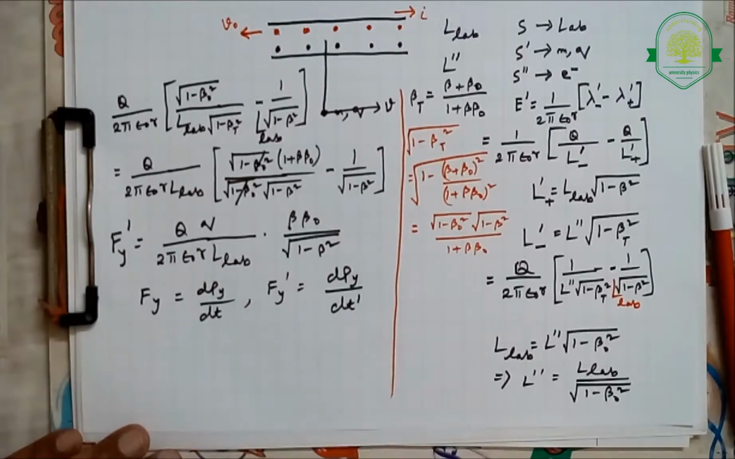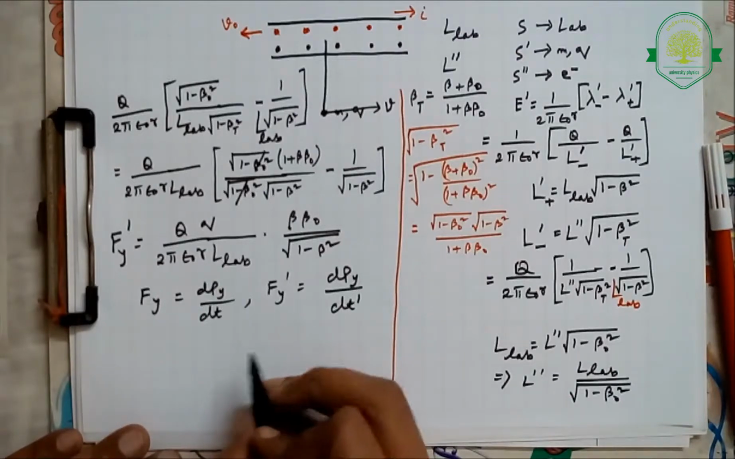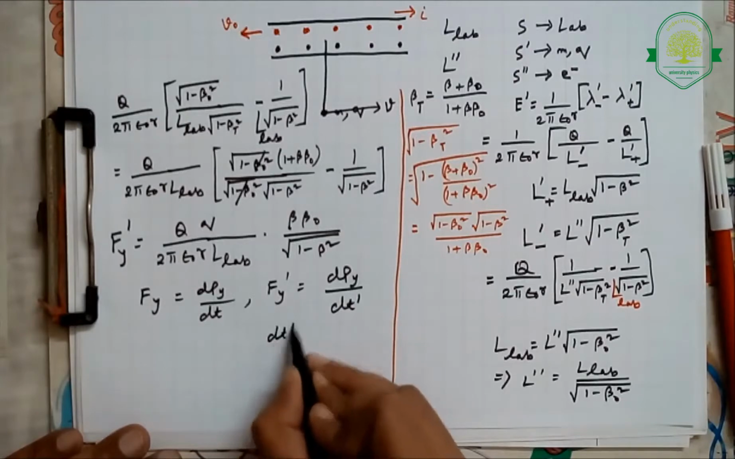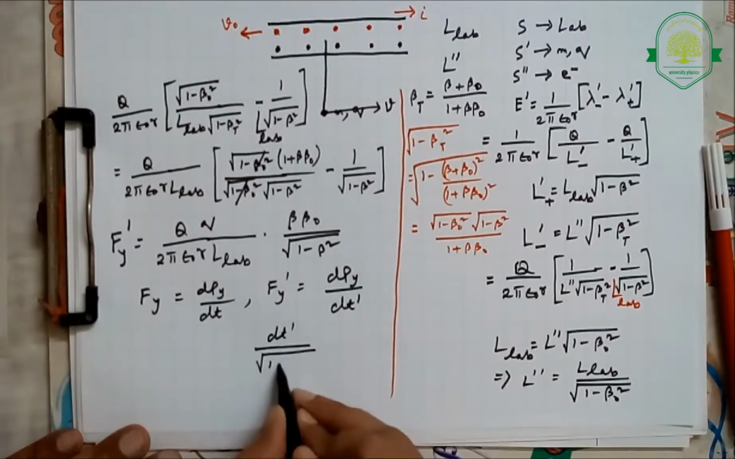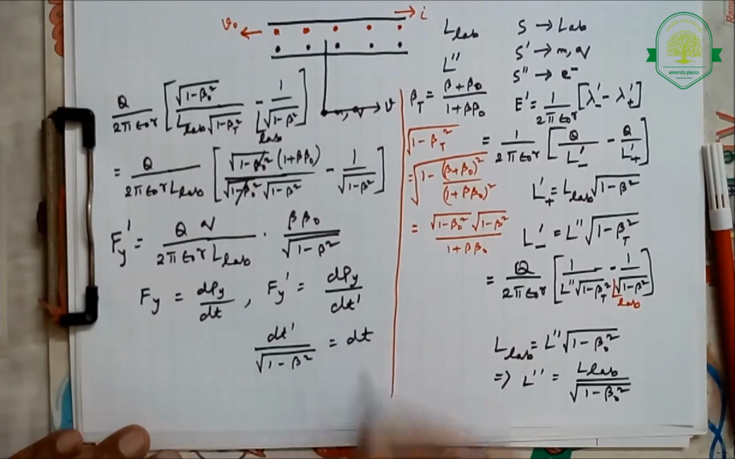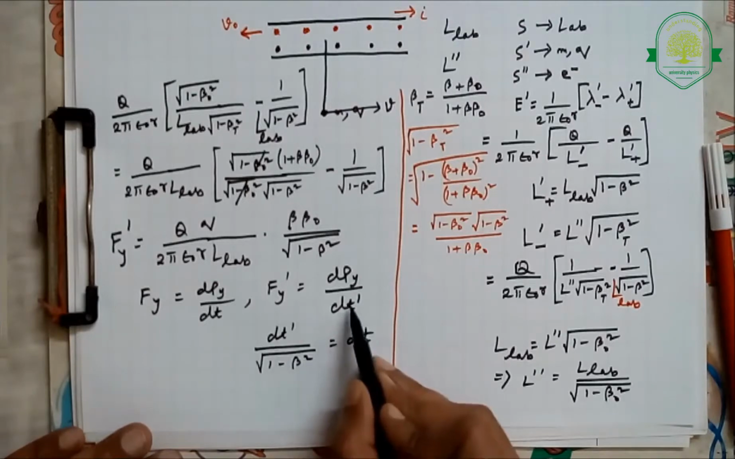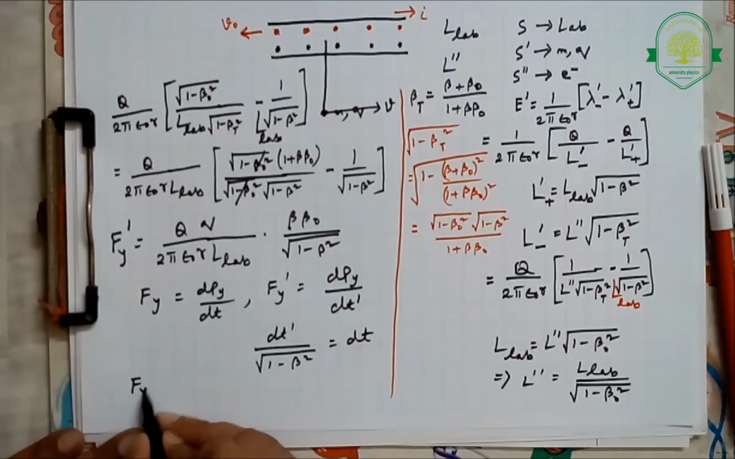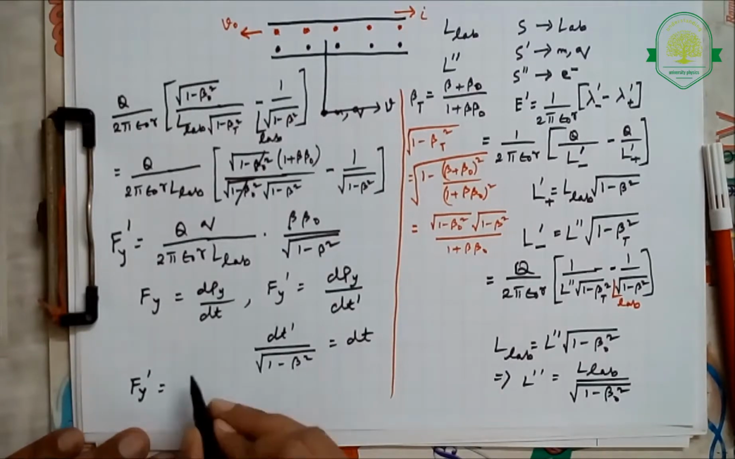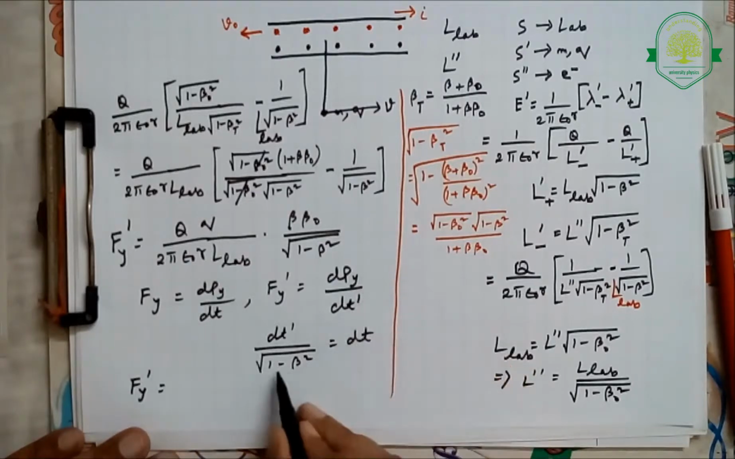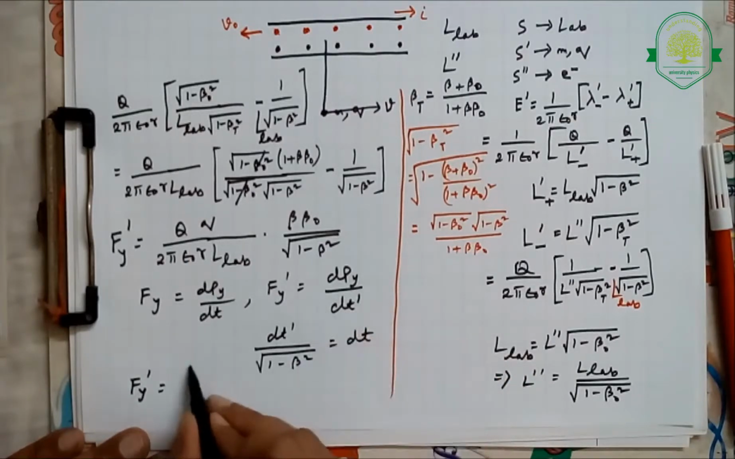So what is the relation between dt and dt primed? By relativistic time dilation, the formula is dt primed over square root of 1 minus beta squared, this is equal to dt. So if I substitute for dt primed here in terms of dt, I shall get Fy primed equals dpy divided by square root of 1 minus beta squared into dt, which gives me Fy divided by square root of 1 minus beta squared.